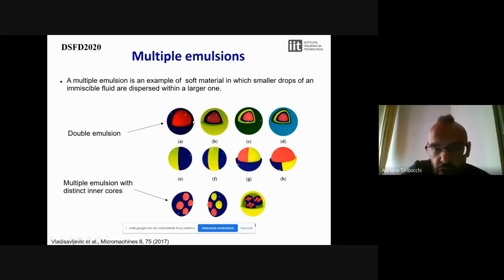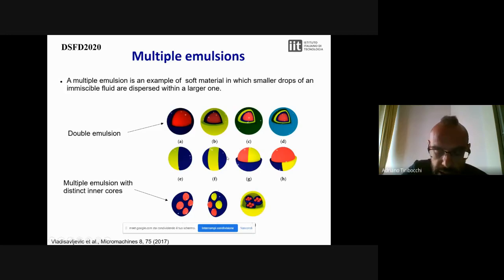Let's say the simplest configuration is this one, in which you have, for example, imagine the red region here is the water droplet surrounded by a layer of oil, and the whole system is immersed within, for example, a water fluid, and then you have a water, oil-water double emulsion. You may also have more complex configurations, in which you have more layers, two layers, three layers, and so on.